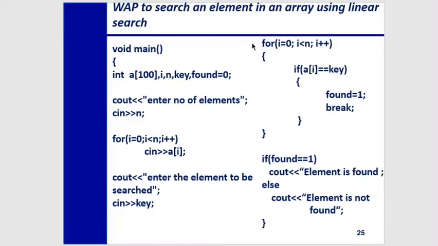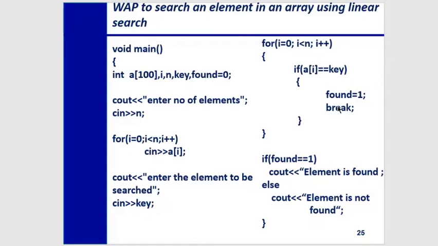So for i equal to 0, i less than n, i plus plus. Whenever something is happening with the array, we have to start with a loop. So we compare each element with the key. If it's found, we set found equal to 1 and break. Found is assigned the number 1, and we write the break command here.